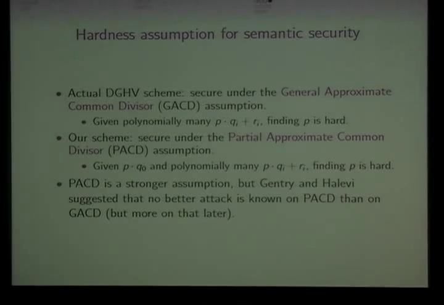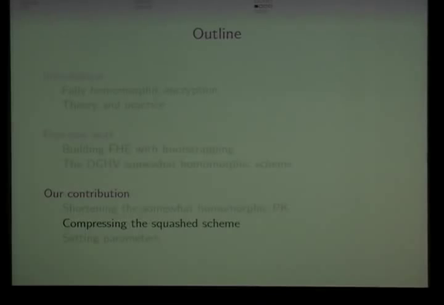The original paper was slightly more complicated in its formulation, but was based on the general approximate common divisor problem, where you don't give the adversary an exact multiple. Of course, the second one looks stronger than the first, but we didn't know before, like last week, of any better attack on the second problem than on the first. So it was all very nice. Unfortunately, it seems that it doesn't quite work like that.